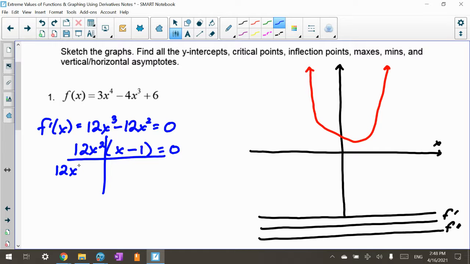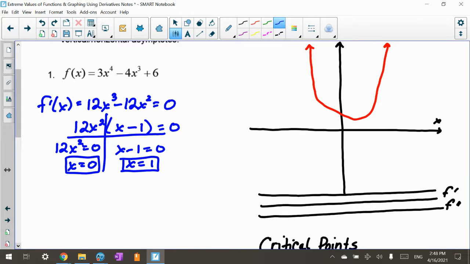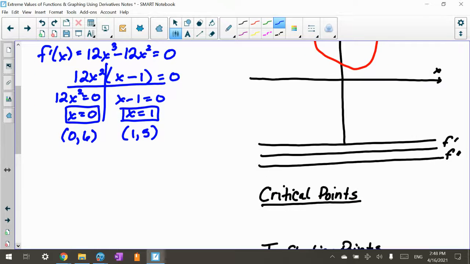So I have 12x squared equals 0. Divide by 12. X squared equals 0. Let's take the square root. Basically, x equals 0. So there's one of them. Then we're going to do x minus 1 equals 0. So x equals 1. So I now know my critical values. I want the actual point. So when I plug a 0 in here, I get a 6, which is what we found out to be our y-intercept. And when I plug a 1 in there, I get a 5. Okay? So I'm going to put these here as my critical points of 0, 6, and 1, 5.